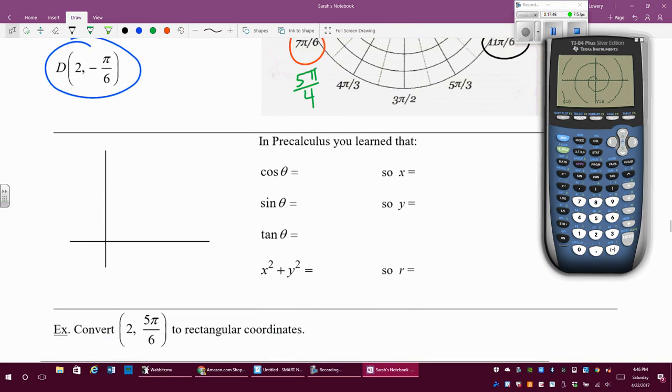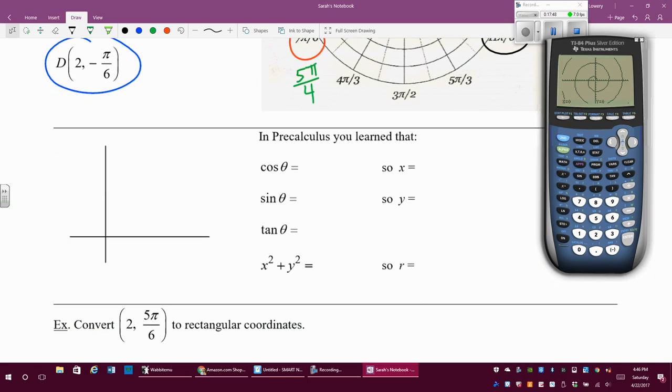The last thing that I want to do with you is remind you of some things from pre-cal that we're going to use when I get you actually in class. So here is y, here is r, here is x. And I want to remind you that if we have an angle, theta, the cosine is in fact x over r, adjacent over hypotenuse. Sine is opposite over hypotenuse. Tangent is opposite over adjacent.